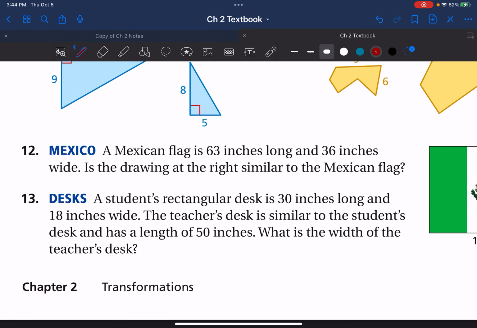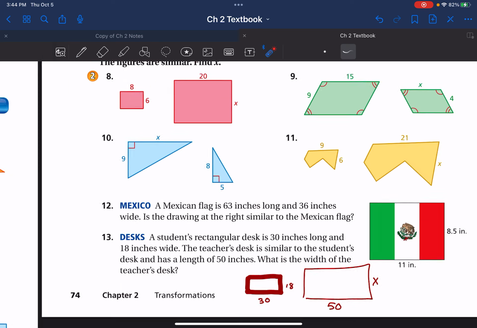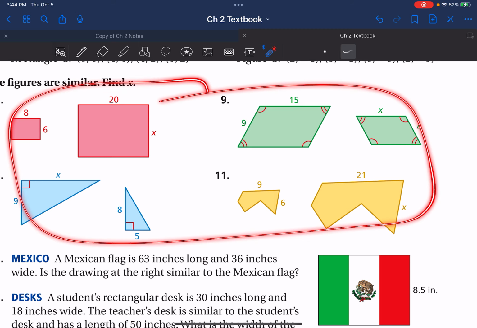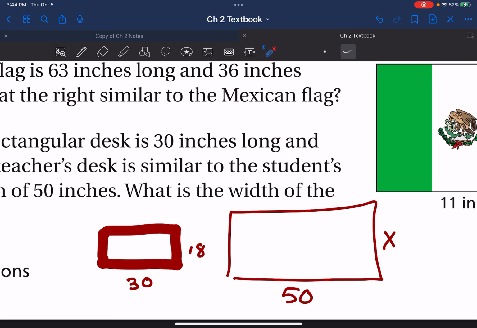A student's rectangular desk. Okay, I'm going to draw a rectangular desk. A student's rectangular desk is 30 inches long and 18 inches wide. The teacher's desk is similar to the student's desk, but it has a length of 50 inches. What do you think the width is? So the problem is telling us that these are similar. So it's just like these problems we did up here with these shapes. They are similar, find x. To do that, we have to set up a proportion.